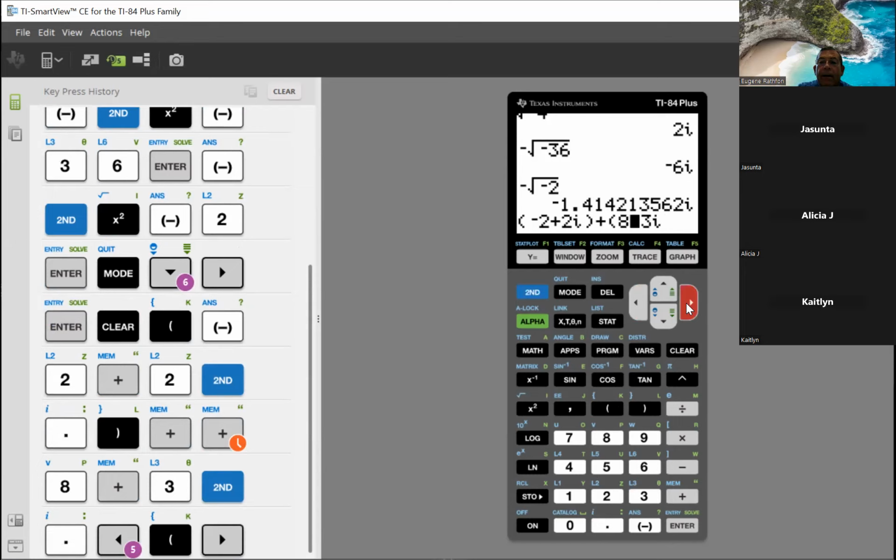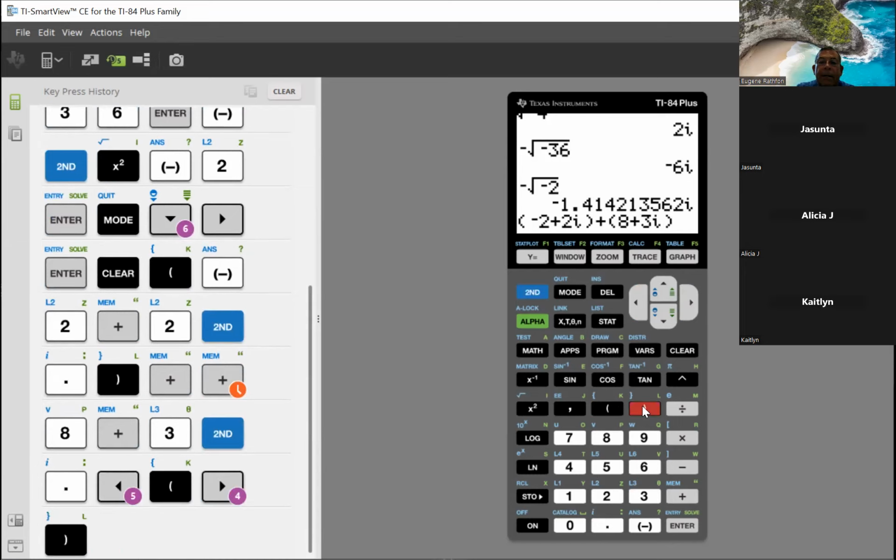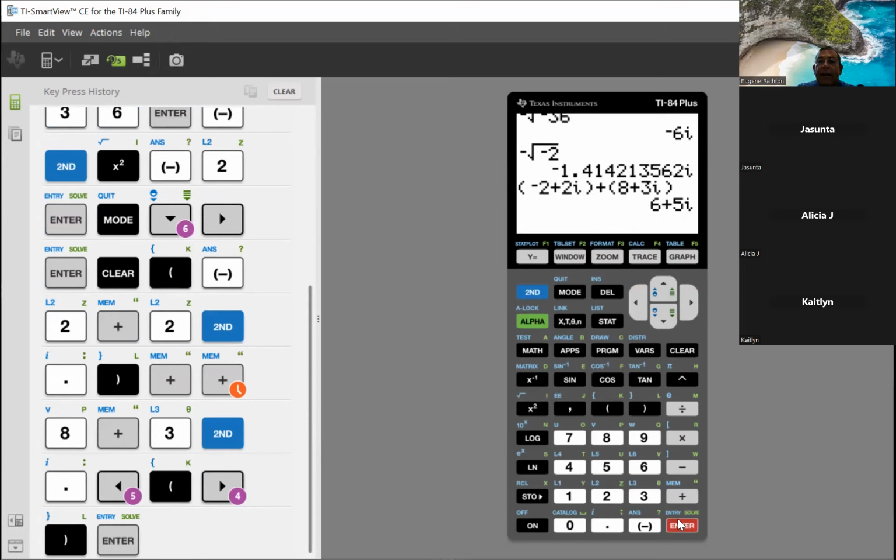All righty. All right, so let me say I got my -2 plus 2i plus my 8 plus 3i. Then remember, when I done that, we got a 6 plus 5i.